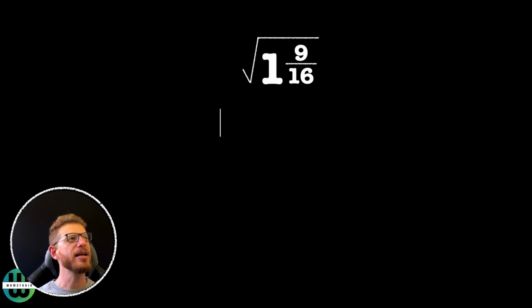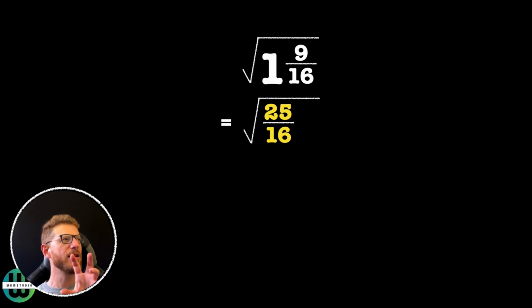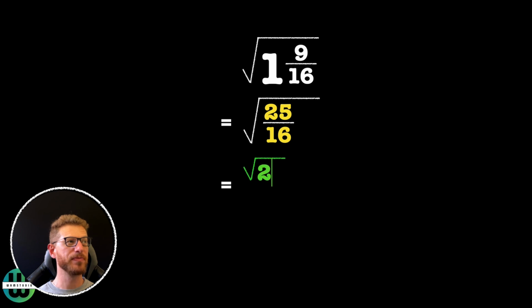So I'm going to say this equals the square root of 25 over 16. How did I do that? Well, if you remember with fractions, 1 times 16 gives me 16. Add 9, 25, 25 over 16. And now I'm going to follow that rule. I'm going to first rewrite this as the square root of 25 over the square root of 16.